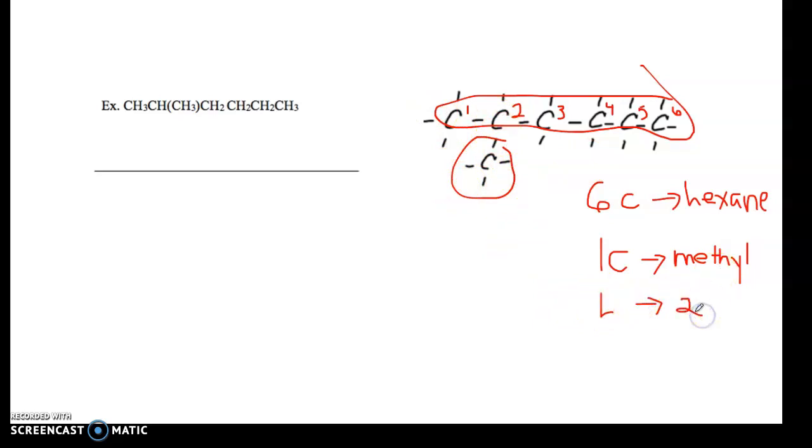So now I'm going to go ahead and write my full name. My full name is going to be 2, the apartment number, methyl, the apartment building, and hexane, the street. And that's my name, 2-methylhexane.